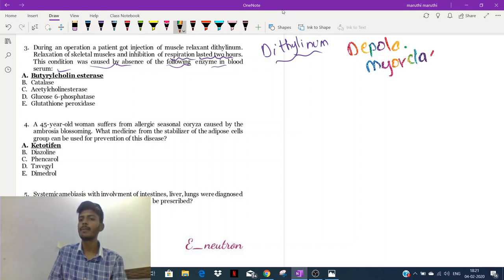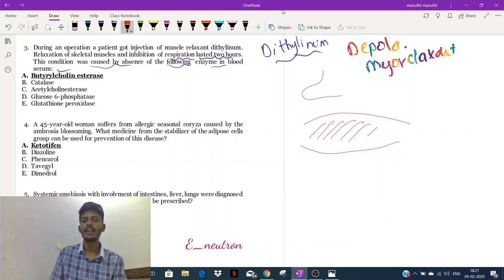So what do I mean by depolarizing myorelaxant? See guys, if I say this is a muscle, okay, and this is a nerve ending, right? So if this is a nerve ending, here I will have which receptor? That will be the NM receptor, which is present in the neuromuscular junction, which will be stimulated by acetylcholine. That we all know. Now, dithylin is a big molecule which is similar to acetylcholine. Now, what does dithylin do?